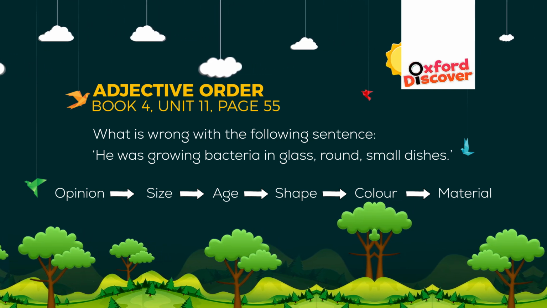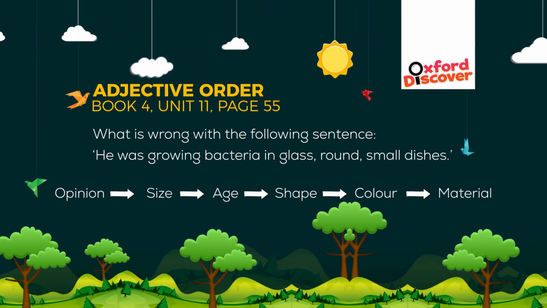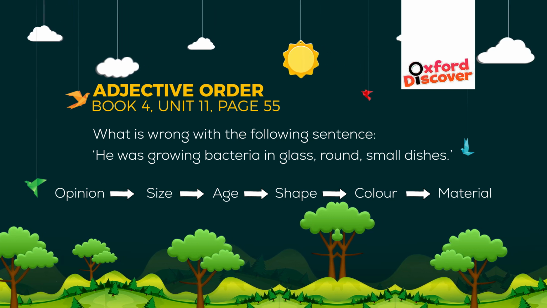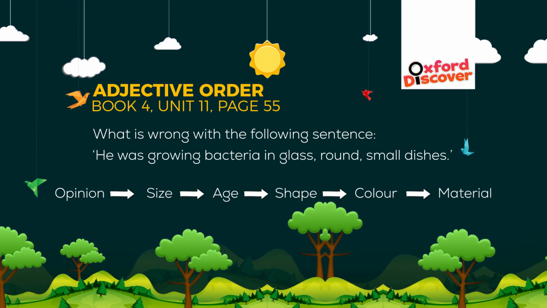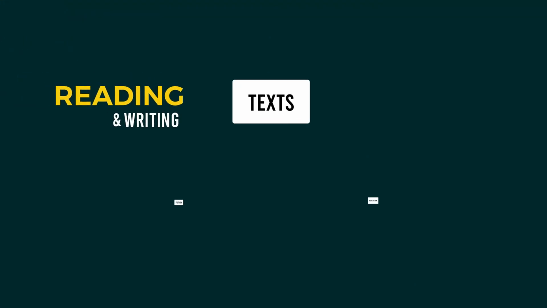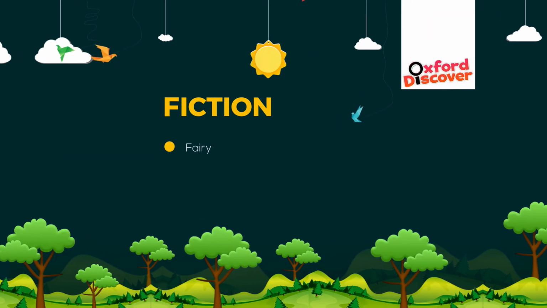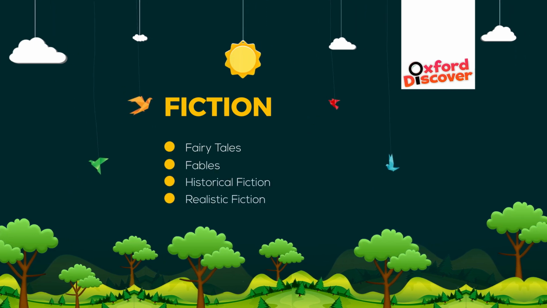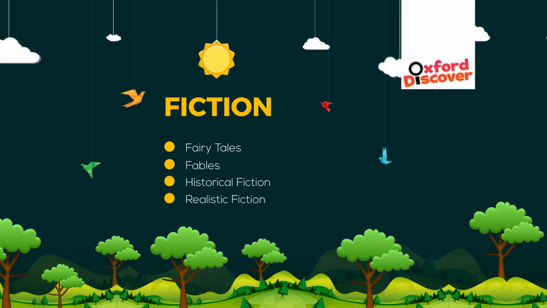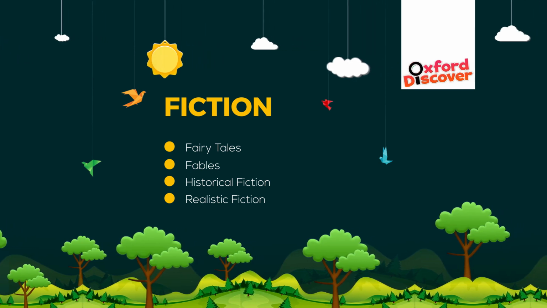But if they don't, there is a clear structure to teach adjectival order, which is opinion first, size, age, shape, color, and material. There's ample practice for students to reinforce this learning. Moving on to reading and writing, we have fiction and non-fiction texts from different genres and themes across the curricula. Within fiction, there's fairy tales, fables, historical fiction, and realistic fiction for children to become aware of different styles and structure in English language skills.